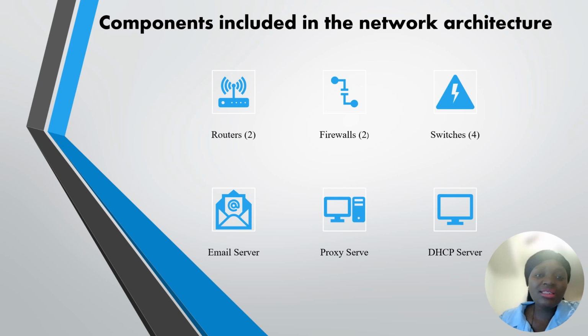The different types of servers include the email server. The email server protects against phishing and malicious attacks through emails, by filtering malicious emails to prevent threats from entering the network. Let's look at the proxy server. The proxy server enhances the efficiency of internet access by caching web content.